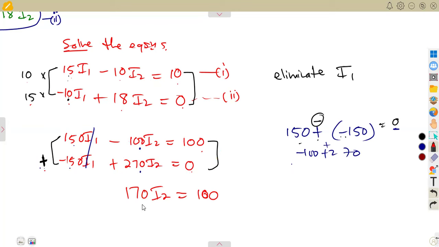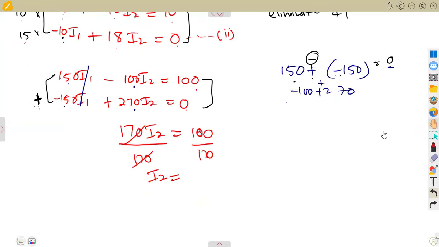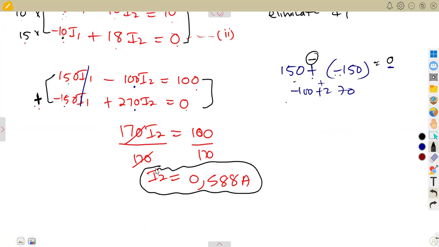Okay? So you want to find I2, you can divide by 170 to find I2. That is, I2 is equal to 100 divided by 170. That's it. So you're going to obtain I2, which is 0.588 amps. Remember, you're talking about current in this case. That's I2.